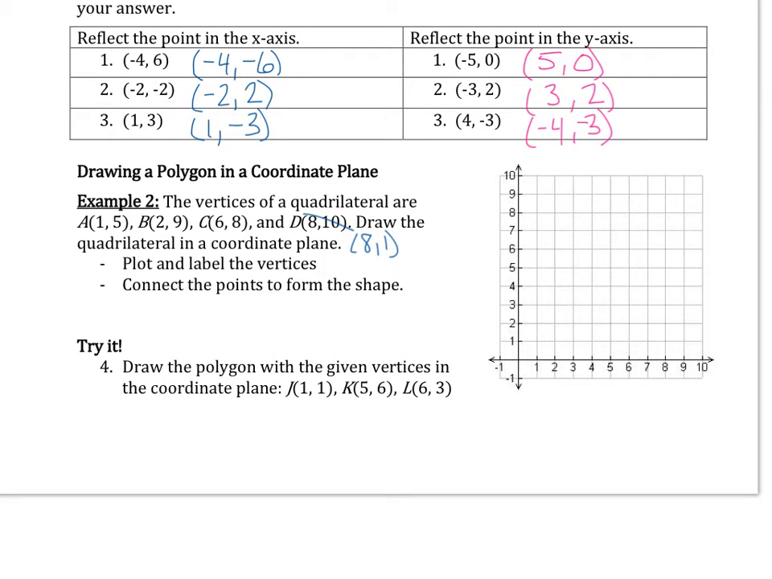So again, if I'm going to plot A, which is at 1, 5, I'm going to start at my origin, go over 1 to the right, and then up to 5 and plot my point. Again, make sure you label A. For B, over 2, up to 9, again, label it B. For C, I'm going all the way over to 6, but then up 8, and then the last one, D, after our change, we're going over 8, but then only up 1. Again, please make sure you label.